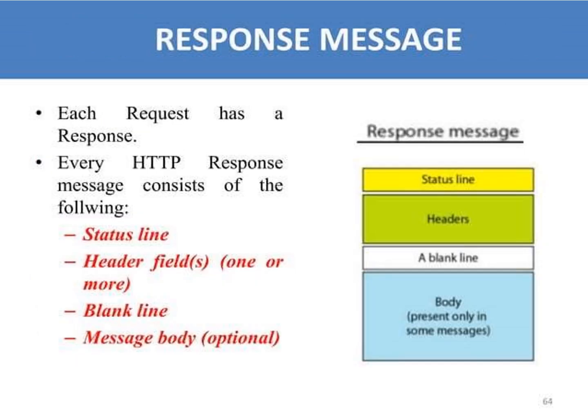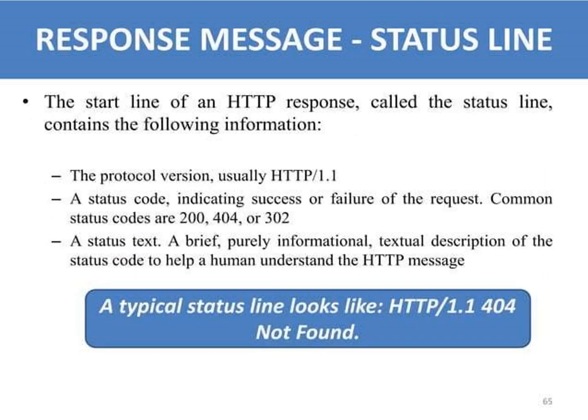The next topic is the response message. Each request has a response. Every HTTP response message consists of the following: the first one, status line; second, header field; third, blank line; and fourth, message body. The status line: the start line of the HTTP response is called the status line. It consists of the following information.